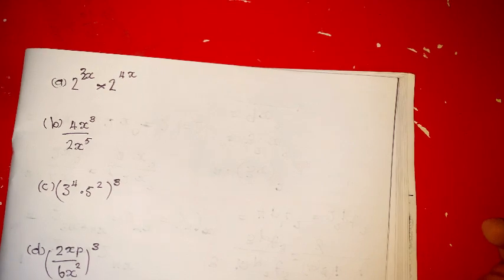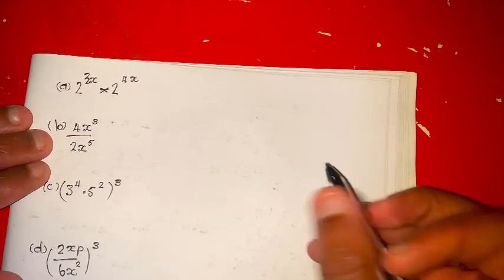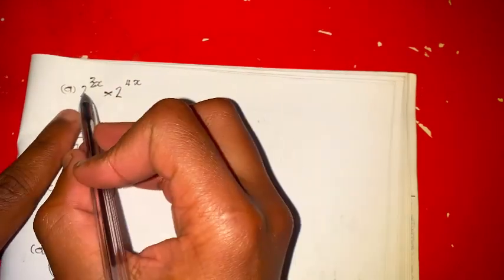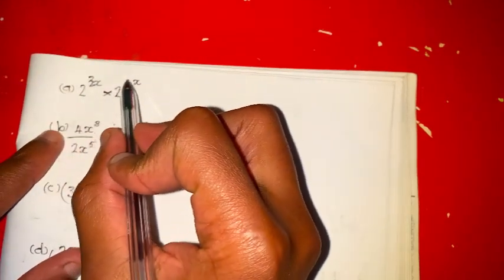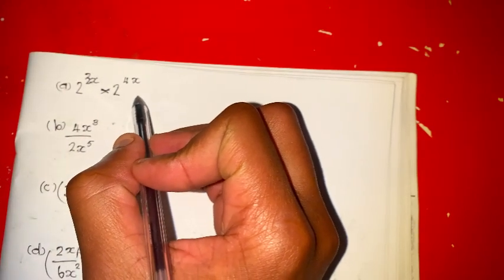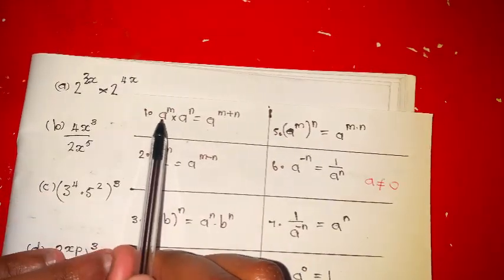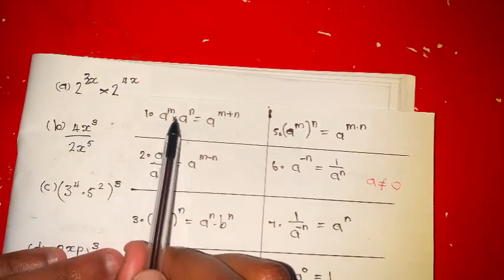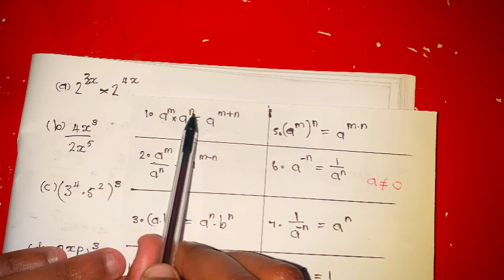Based on what we know about exponents, let us try the following examples. Here we have 2 to the power 3x multiplied by 2 to the power 4x. Remember, we have laws of exponents and we have the rules. Looking at these laws, we can see that when the bases are the same and they are being multiplied, you can simply add the exponents.